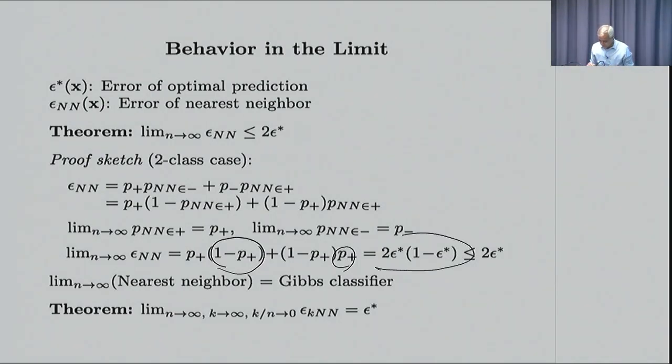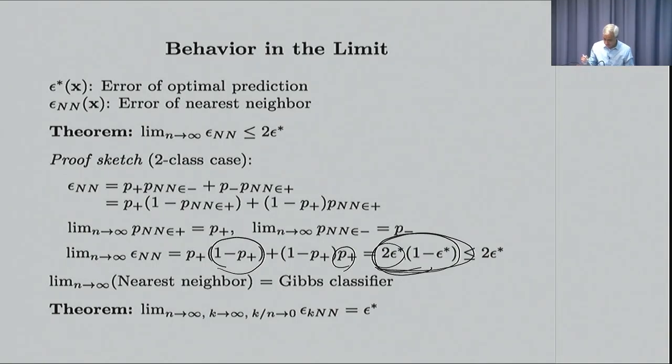So what you end up with is just 2 times the optimal, because we do have the real p, so this is the epsilon star. This is going to be 2 times epsilon star times 1 minus epsilon star. You agree? Because either epsilon star is p plus, if the majority class was negative, or it's p minus, if the majority class was positive.